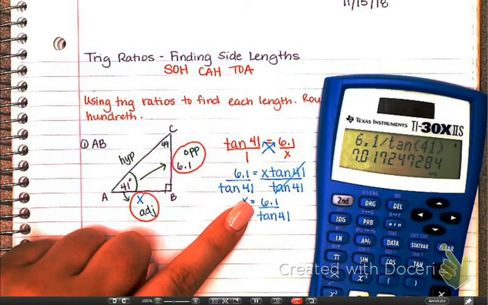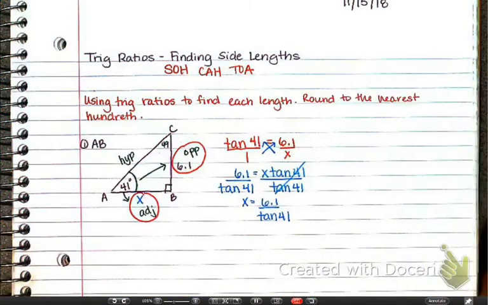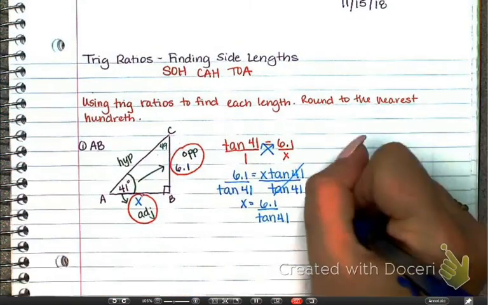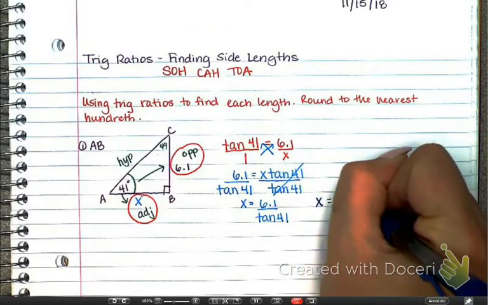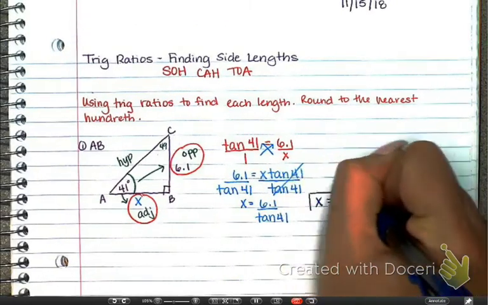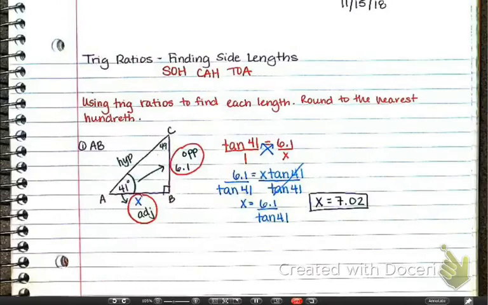Did you get 7.02 if you round? Yes. So x equals 7.02. How do we feel about that? Good? Okay.